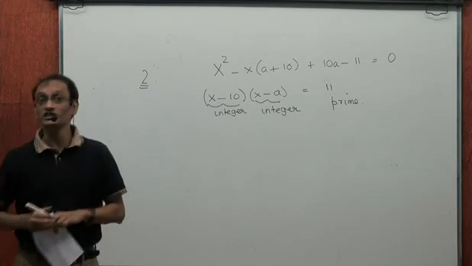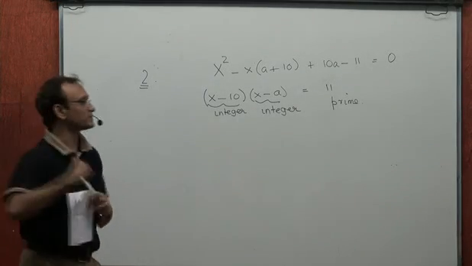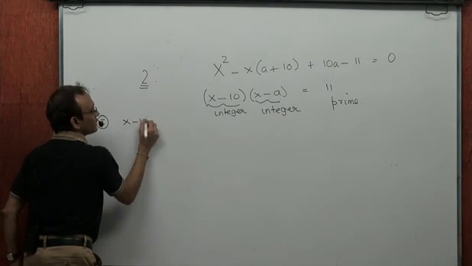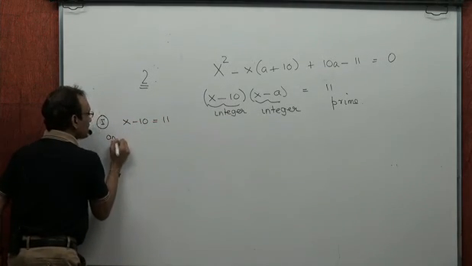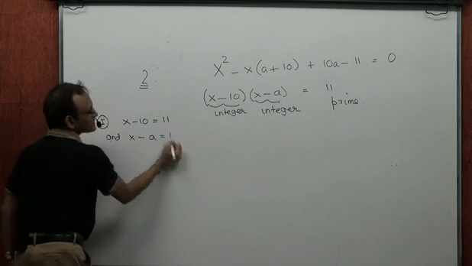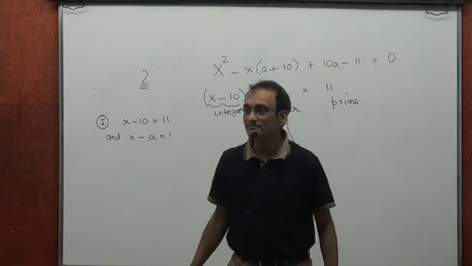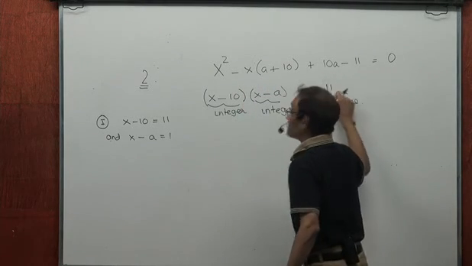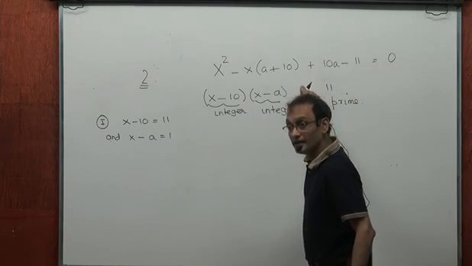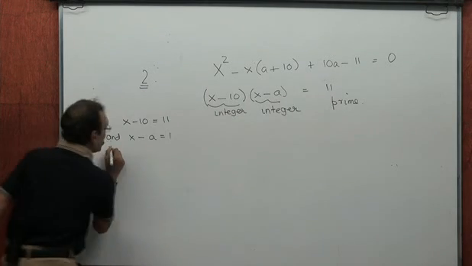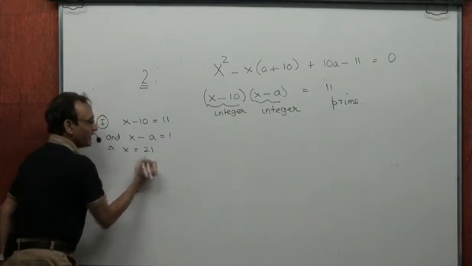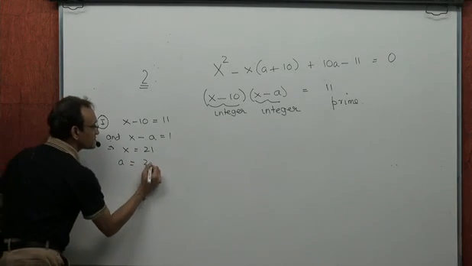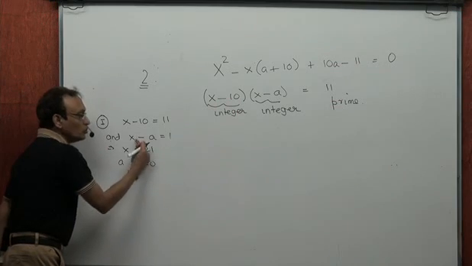The only set of possibilities is, say, possibility 1: x minus 10 is 11 and x minus a is 1, isn't it? This is one possibility. Would you want to deny this? One of them must be 11, the other one must be 1, because this is a prime number. Right? This gives me x equal to 21 and a equal to 20.